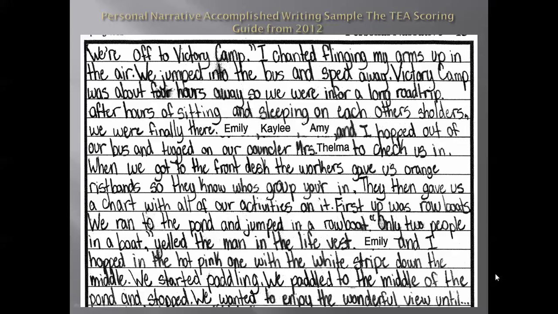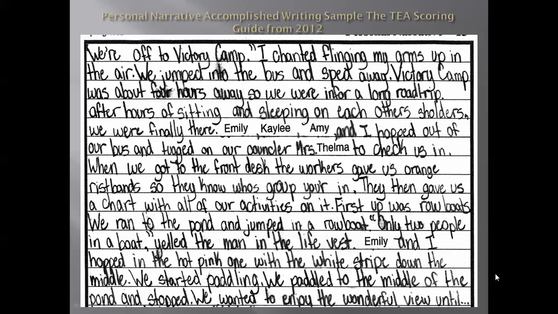An accomplished writing performance. We're off to victory camp. I chanted, flinging my arms up in the air. We jumped into the bus and sped away. Victory camp was about 4 hours away, so we were in for a long road trip. After hours of sitting and sleeping on each other's shoulders, we were finally there. Emily, Kaylee, and Amy and I dropped out of our bus and tugged on our counselor, Miss Thelma, to check us in. When we got to the front desk, the workers gave us orange wristbands so they know whose group you're in. Then they gave us a chart with all of our activities on it.